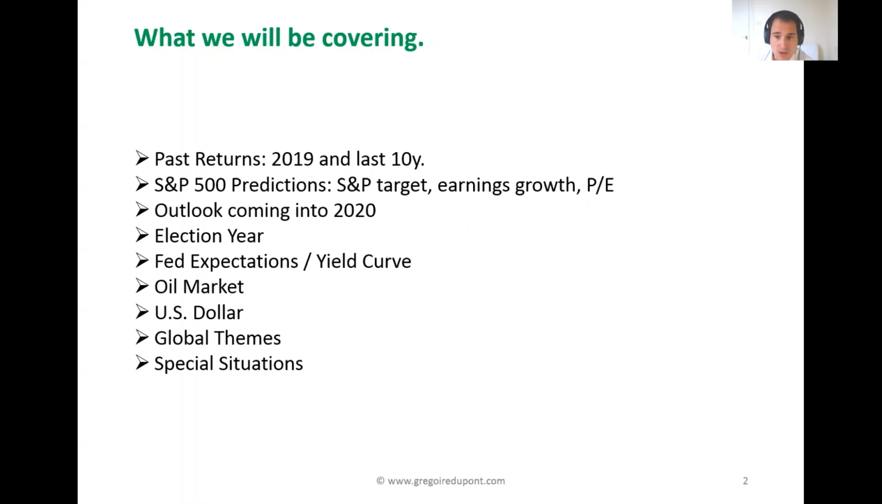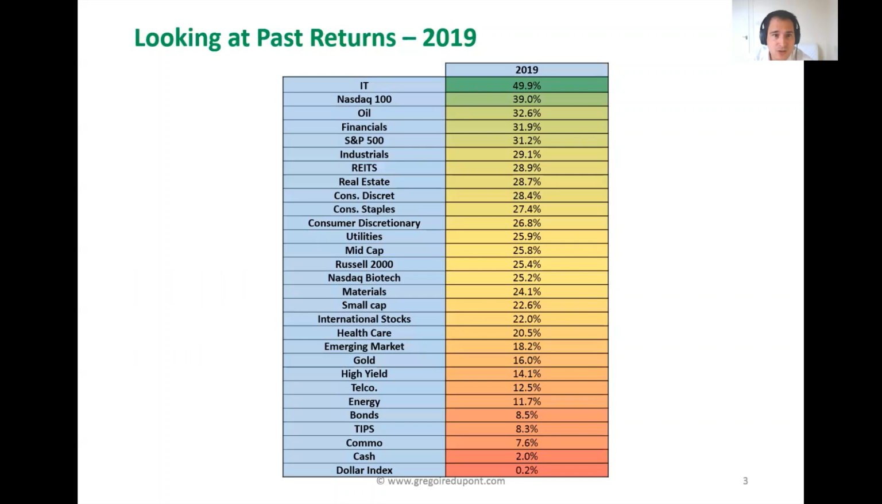So what you want to be doing is putting in your calendar all those big catalysts, and then you need, as much as possible, to be ready for the unexpected with a good risk management. So let's look at 2019.